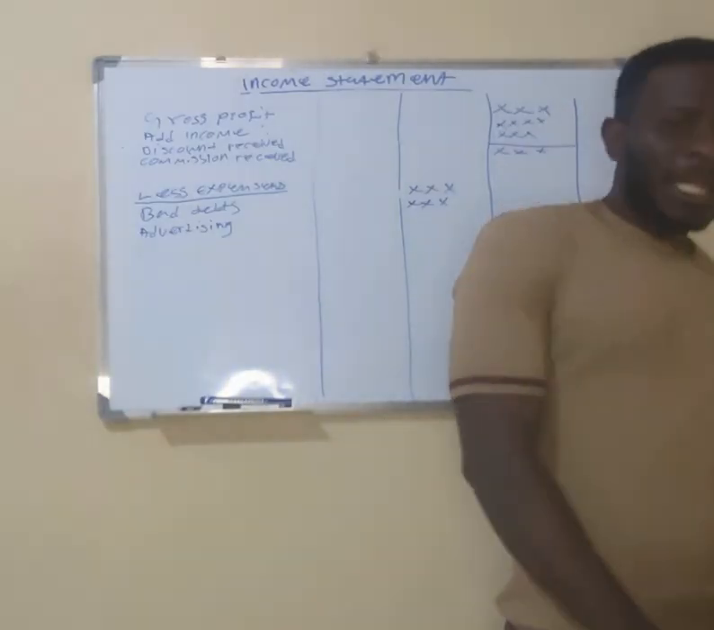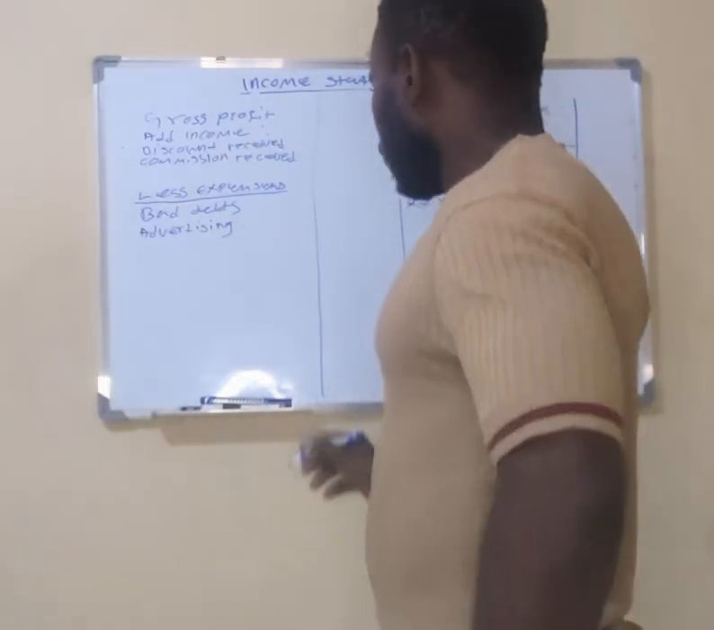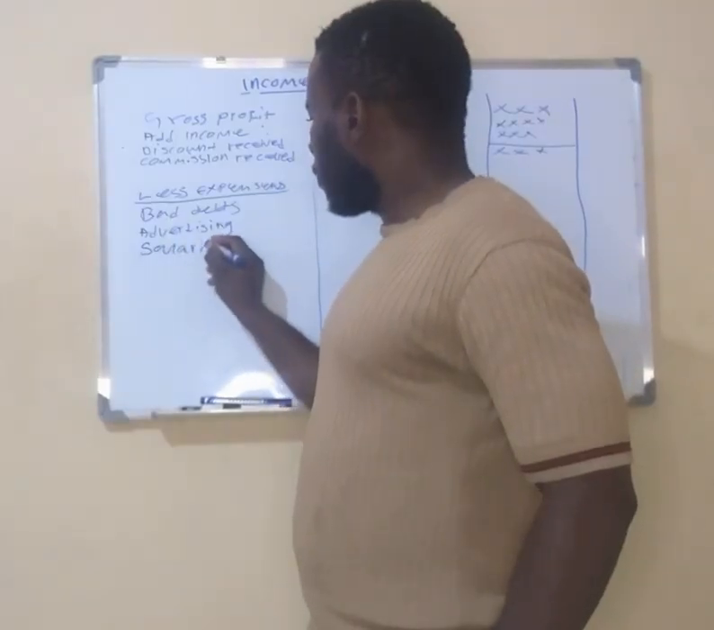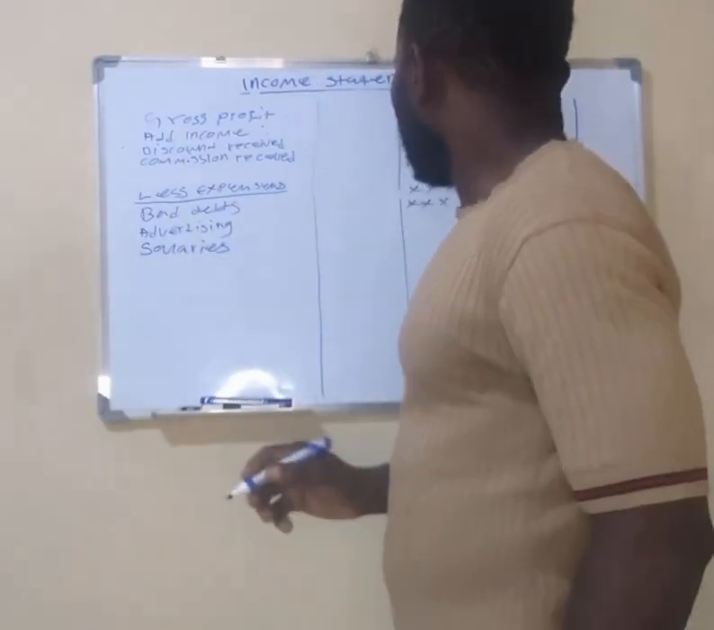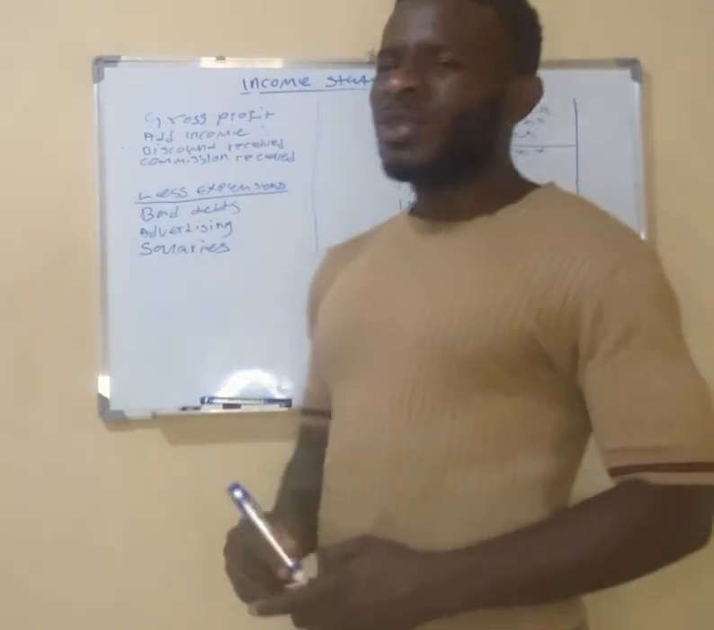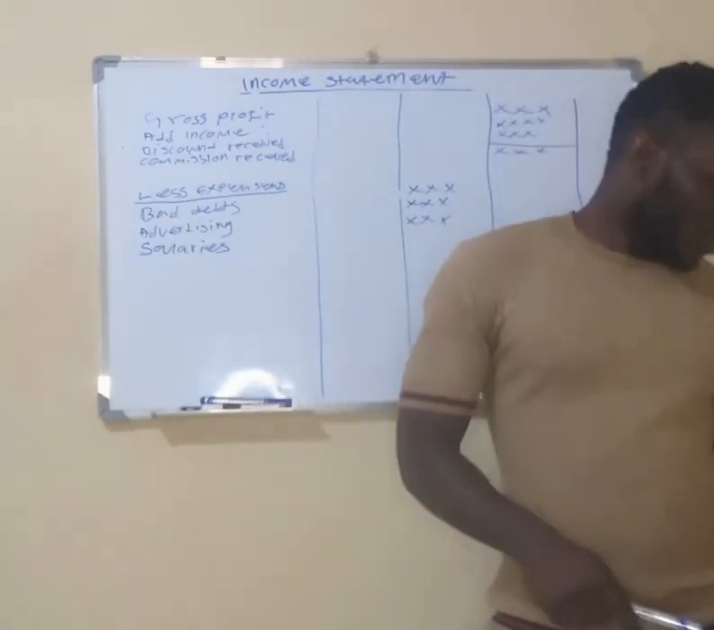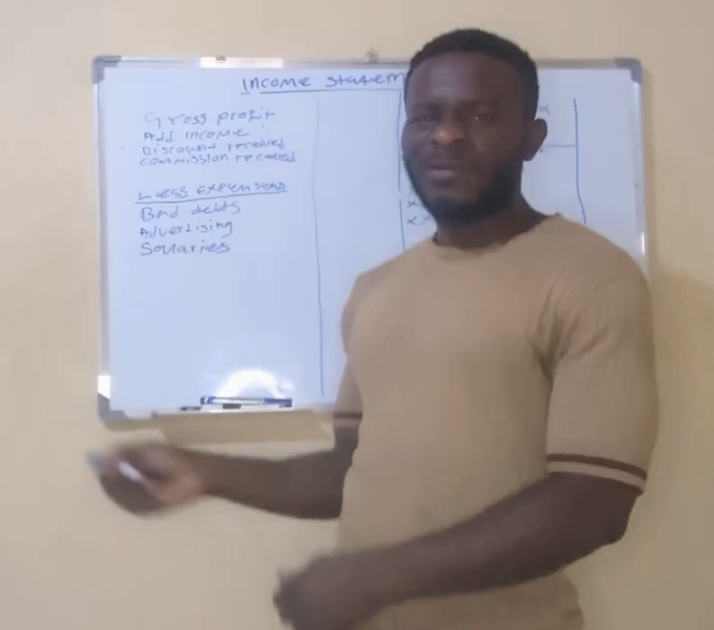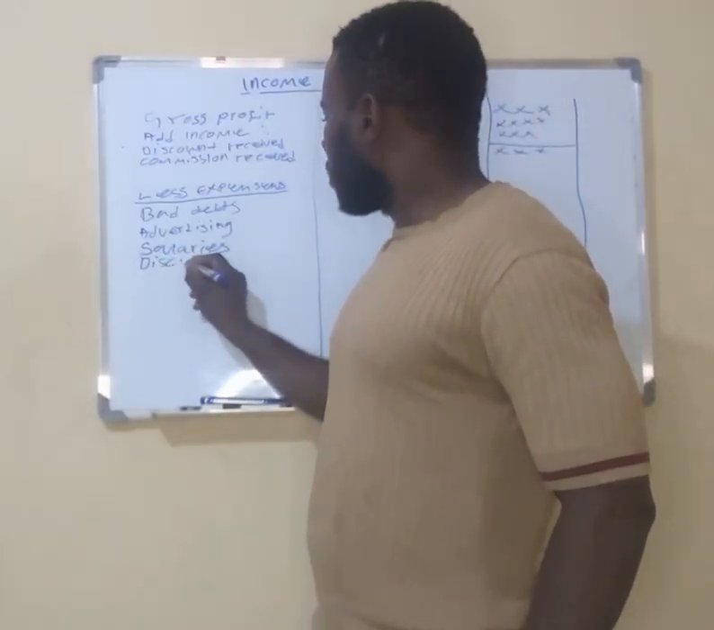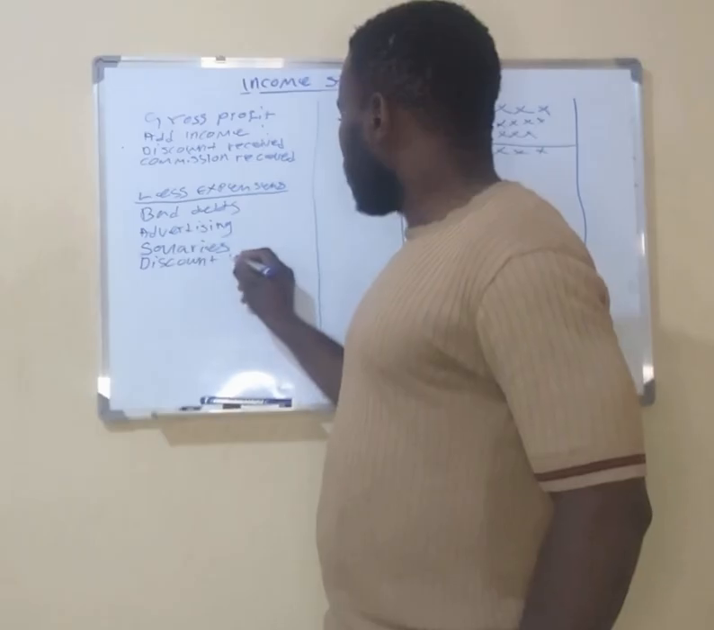And then you have salaries, the money that you pay your workers. You've got workers who work for you, so those salaries are losses to the business, and they'll be treated as one. There are many of them. We also have discount allowed.